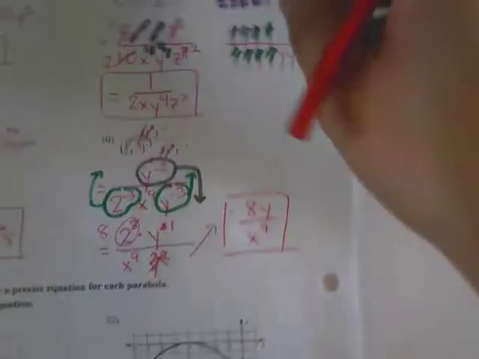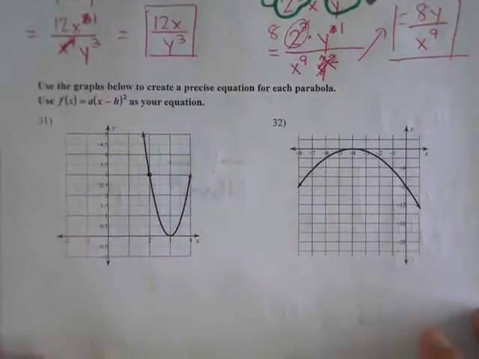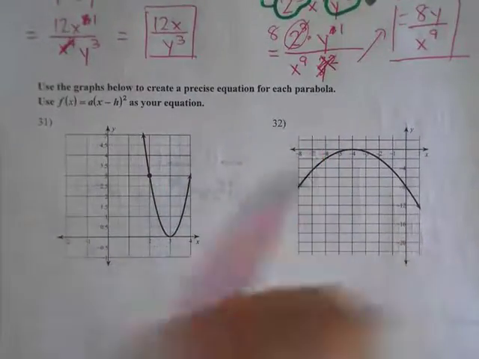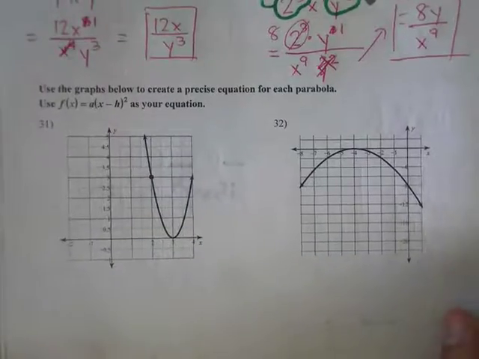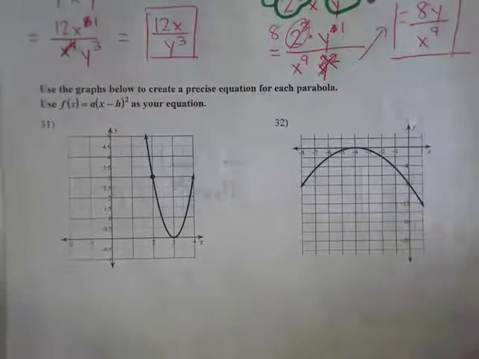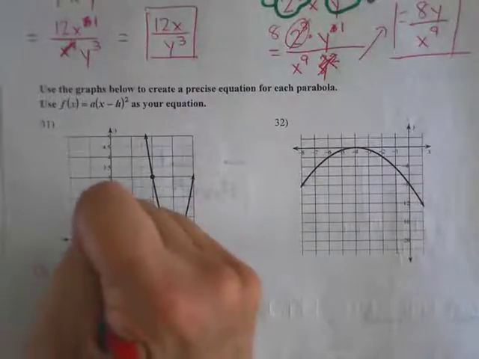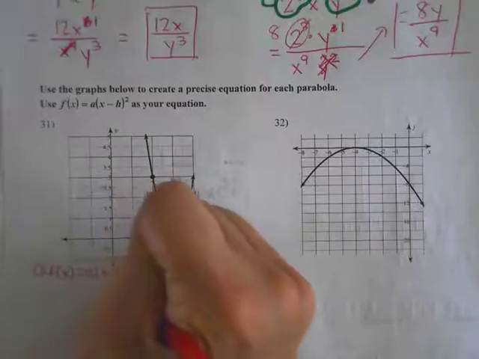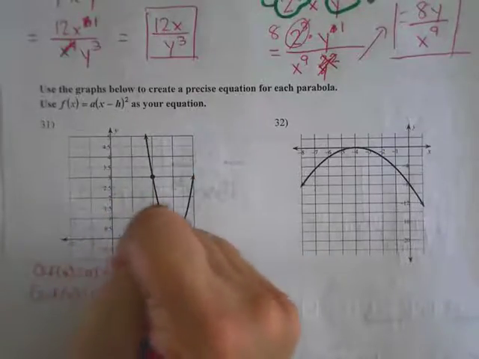So now we're going to get into the parabolic stuff. We have to create an equation, f of x equals a, x minus h squared. And so I'm going to start off with, usually this is like your step number 1. After a while, you don't have to write your step number 1. You can just move along to step number 2.